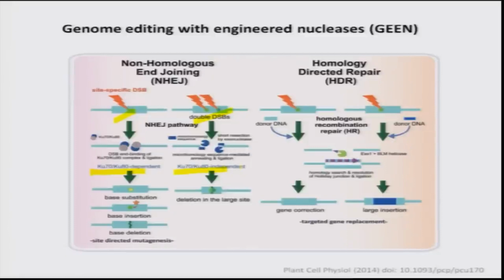Suppose you have a single cut. Then it tries to polish the DNA a bit, removes whatever is there, and then tries to seal the DNA. In this process, there could be a few additional bases added at the site of the cut, or a few bases that are deleted. So, it is a kind of random process. It can be substitution, it can be insertions, it can be deletions.